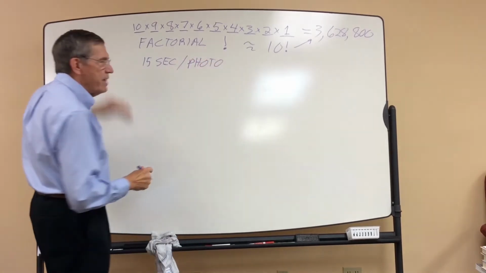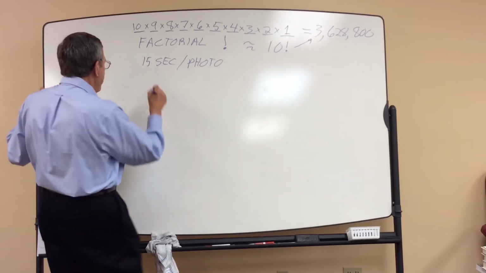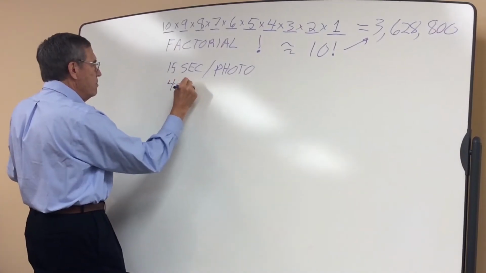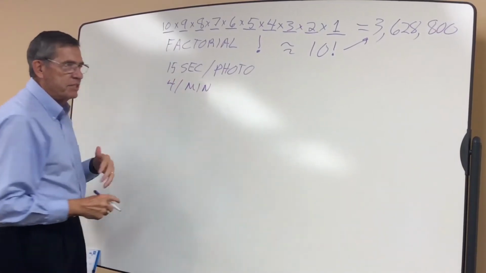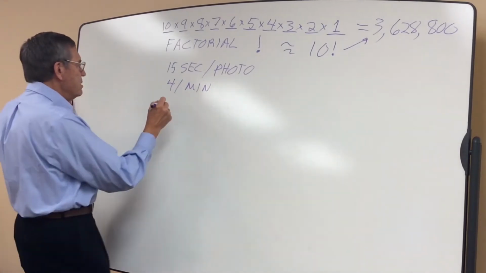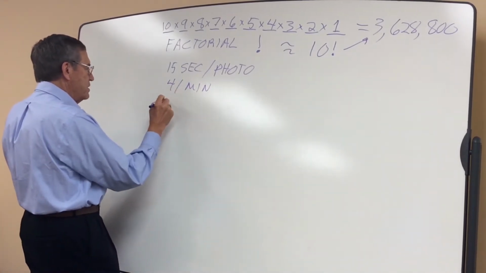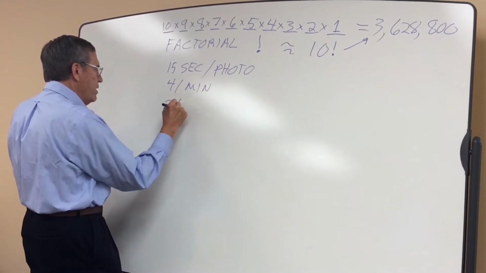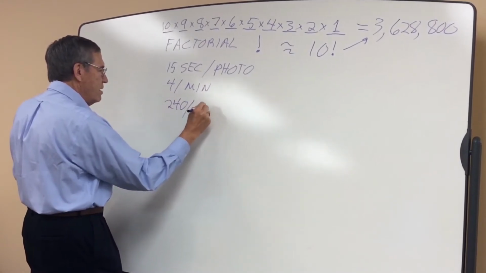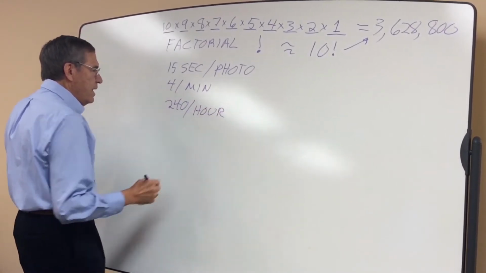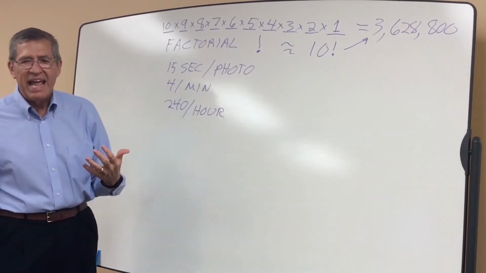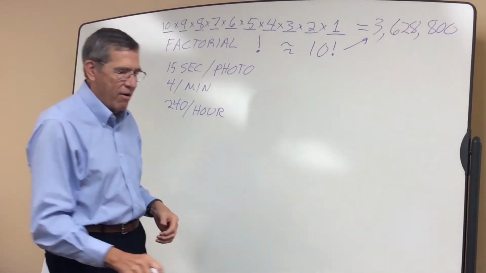Okay? So that would give us 4 per minute. Now there's 60 minutes in an hour, so that would give us 4 times 60, or 240 per hour. And let's say you're working an 8-hour shift, an 8-hour per day shift.